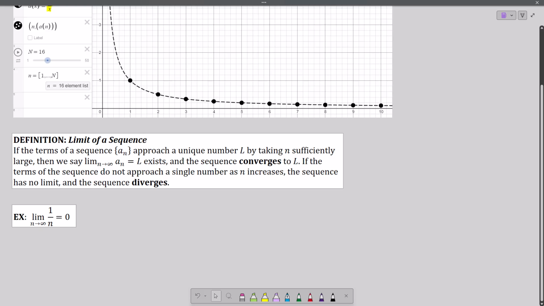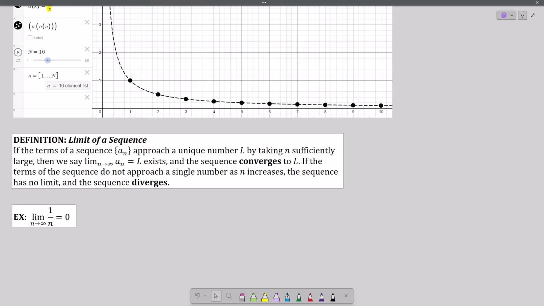Limit of a sequence, same as the limit of a function. You're just looking for a number that the sequence approaches as you go far out into the tail. So conceptually, we say that a sequence converges to L if the terms in the sequence become arbitrarily close to that number L. They get infinitely close. So the terms approach a single number that we call L. L in this case is 0. They're approaching the x-axis, which is y equals 0.